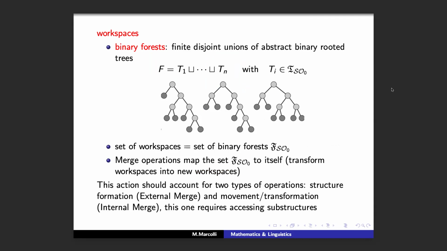So if you want, you can start out by just a disjoint union of a bunch of lexical items, but at the intermediate steps of structure formation, you will have a disjoint union of binary rooted trees with leaves labeled by your lexical items and syntactic features. Okay, and so it means that you want to construct merge operations that act on this set of forests. The merge operation takes a forest as input and produces a new forest as output.